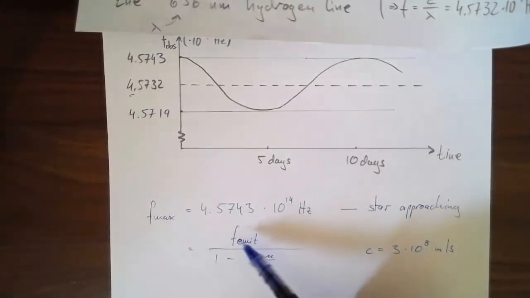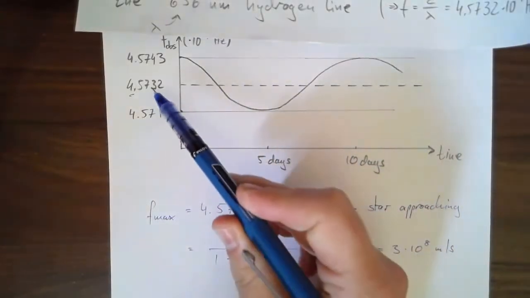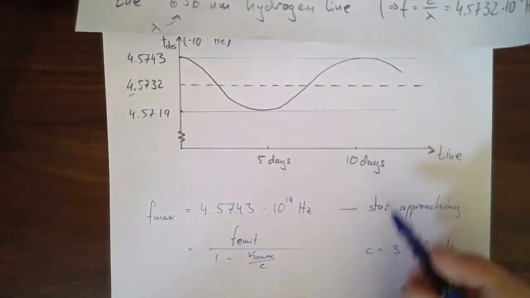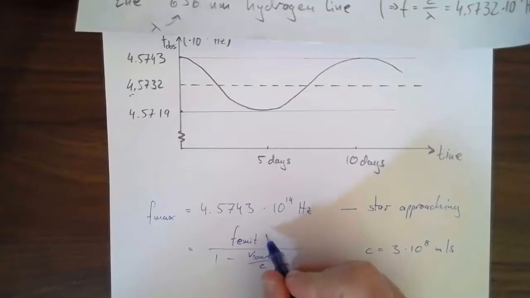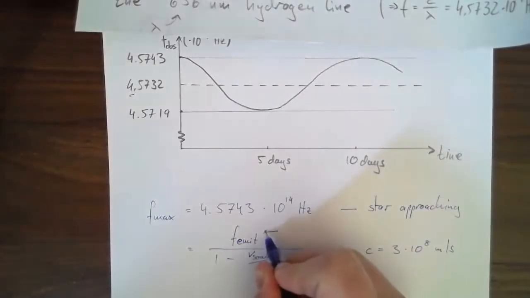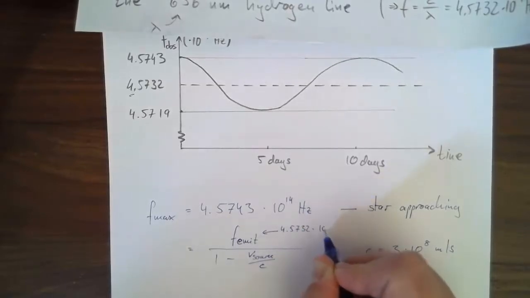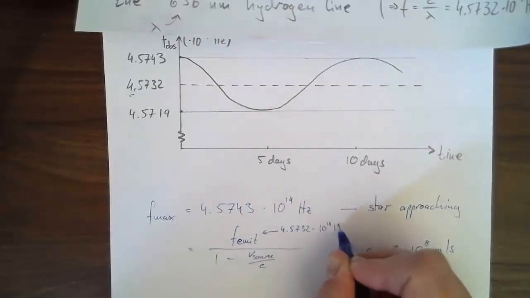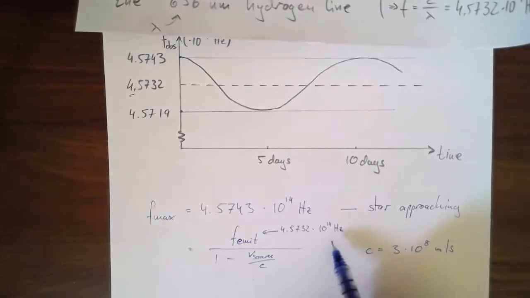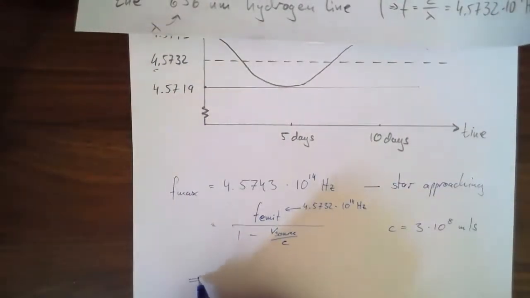So I know what this one is. I know that the emitted light corresponds to the hydrogen line that gets emitted at 4.5732 times 10 to the 14 hertz. So what does that mean? That means I can solve for the speed of the source, source being the star.